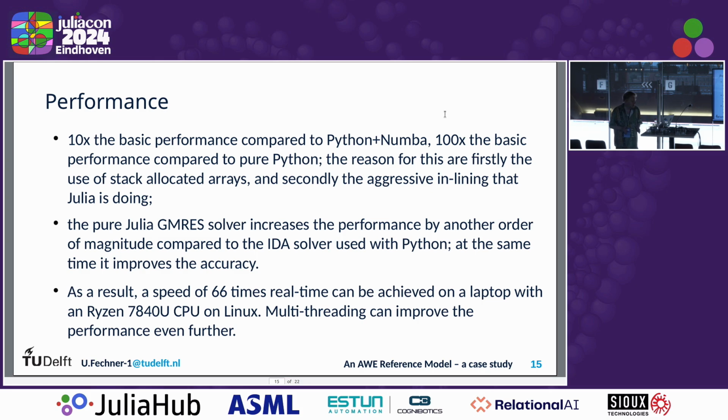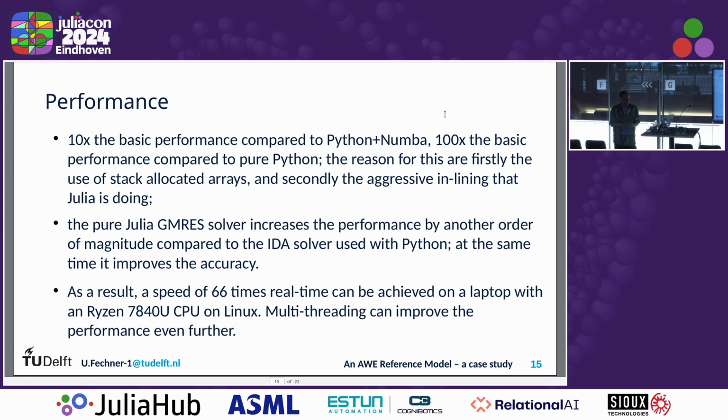If we look at the performance compared to Python plus Numba, we have 10 times the basic performance. So I have a residual function. I call it with the vector of the position and the velocity of the particles, and I get back a residual which should be 0. And this function now needs about 1 microsecond. With Python it was 10 microseconds. But in addition, this new solver also gives another 10 times advantage.